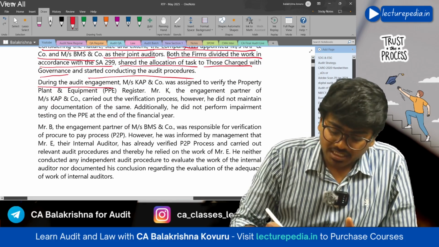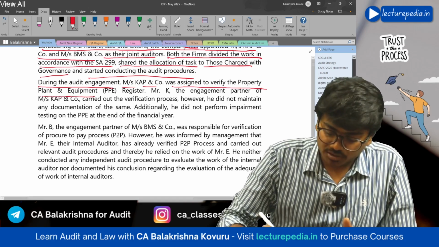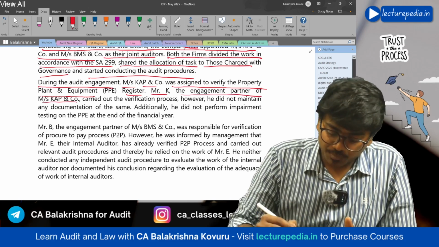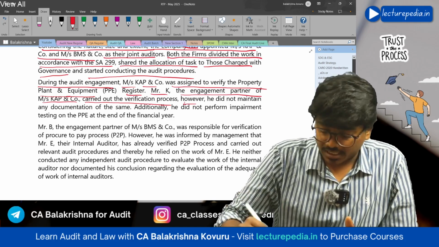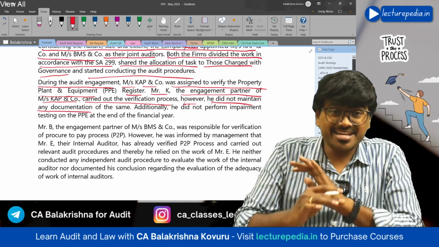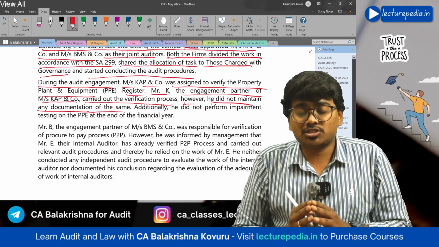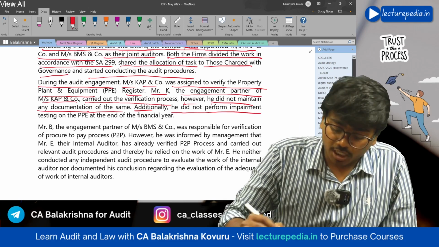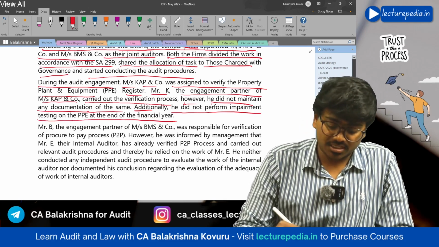Now, during the audit engagement, Mrs. KAP and Co. was assigned to verify property, plant, and equipment register. Okay, Mr. K, the engagement partner of Mrs. KAP and Co., carried out the verification process. However, he did not maintain any documentation of the same. See, one of the joint auditor did not maintain documentation with respect to the work that is allotted to him. Additionally, he did not perform impairment testing on PPE at the end of financial year.